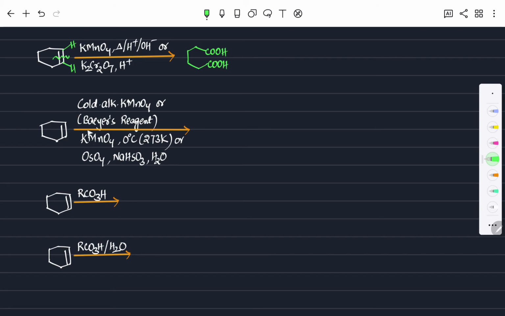Next, cyclohexene treated with cold alkaline KMnO4, Baeyer's reagent, KMnO4 at 0 degrees Celsius, cold KMnO4, OsO4 with NaHSO3 and water. This reaction is an example of syn hydroxylation. Simply at the double bond, we should write the two OH groups on the same side. It is above the plane attack and below the plane attack.